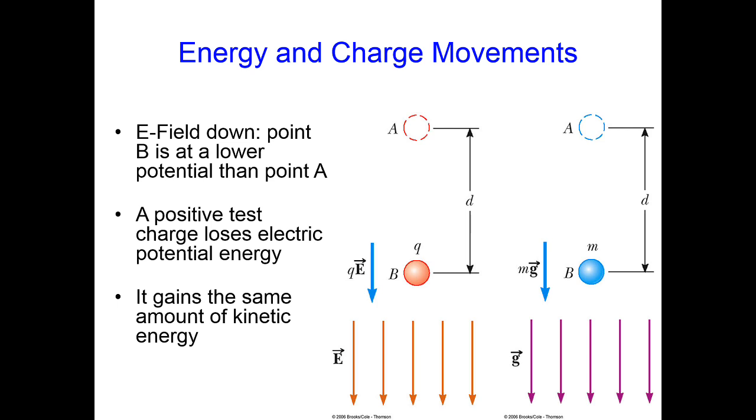If we lift the object from point B to point A, we need to do mgh of work to the mass. And by doing that, we have increased the potential energy of the mass. That is because we have pushed the object against the gravitational field.